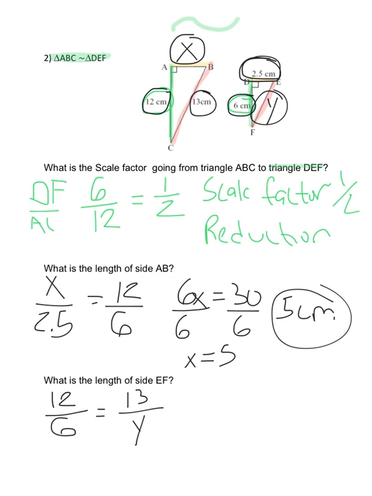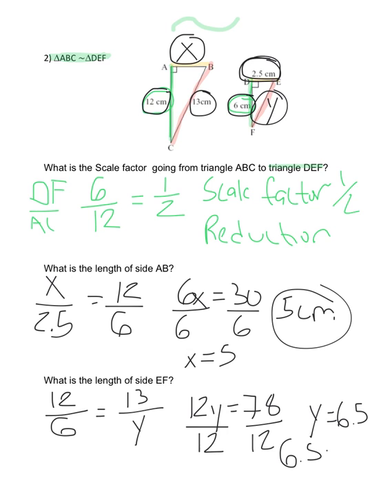Next, we're going to cross multiply. 12 times Y is 12Y. 13 times 6, in this case, would give us 78. Last but not least, we're going to divide each side by 12. And we end up with Y equals 6.5. So once again, that tells us side length EF is 6.5 centimeters long.